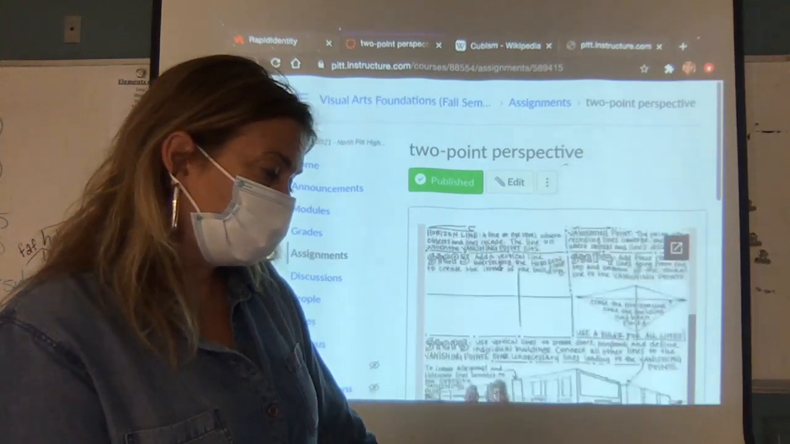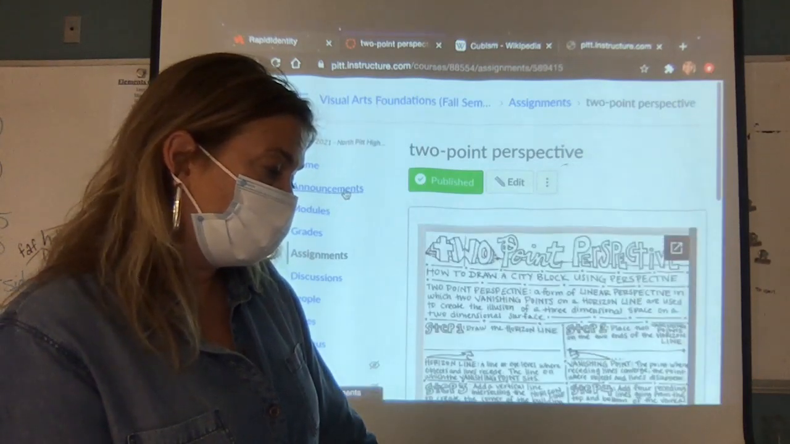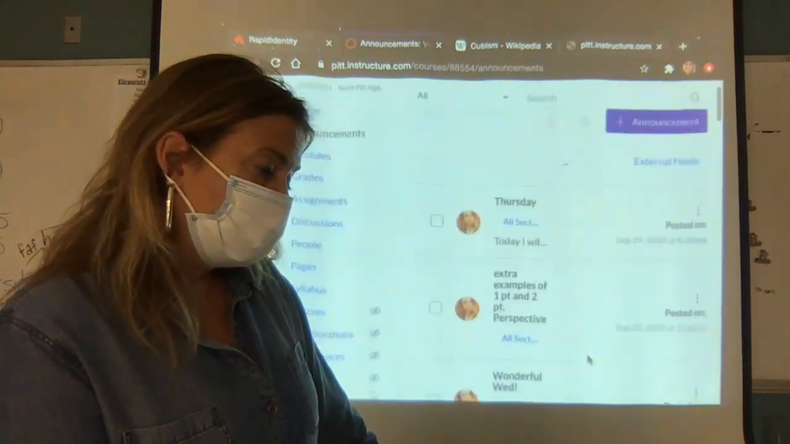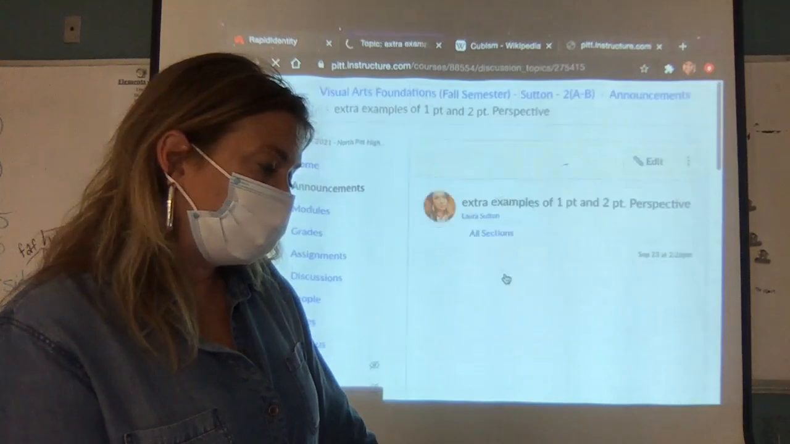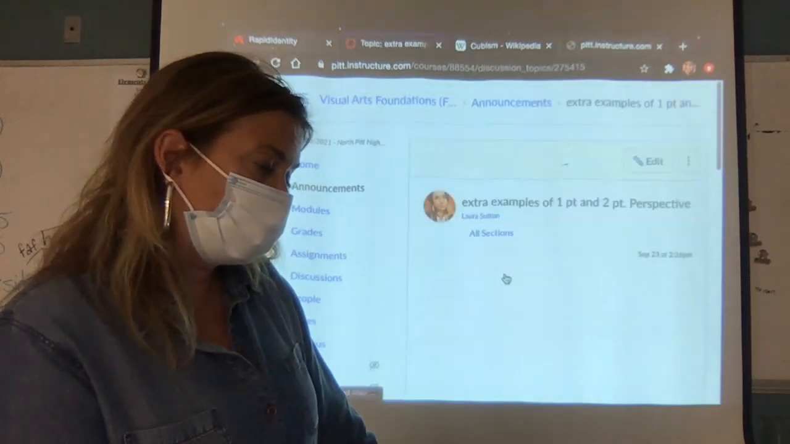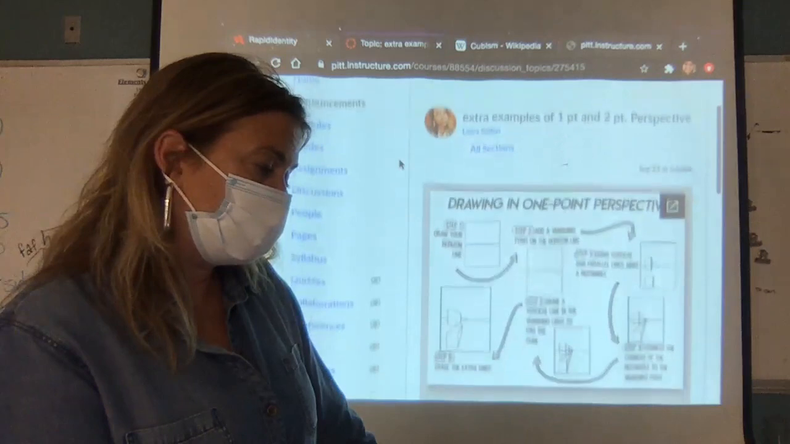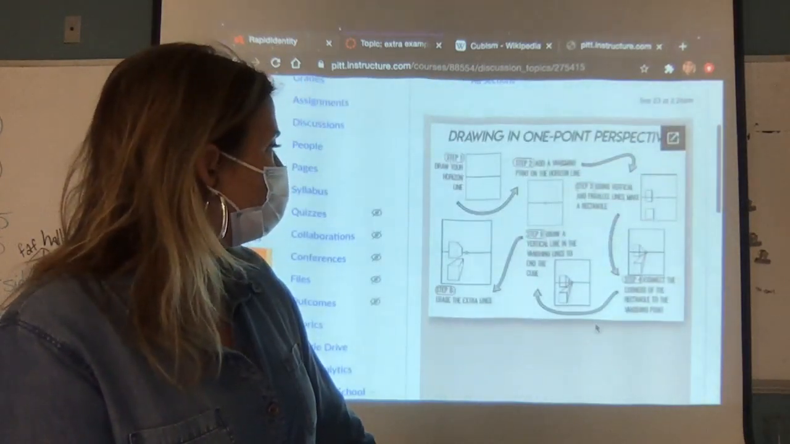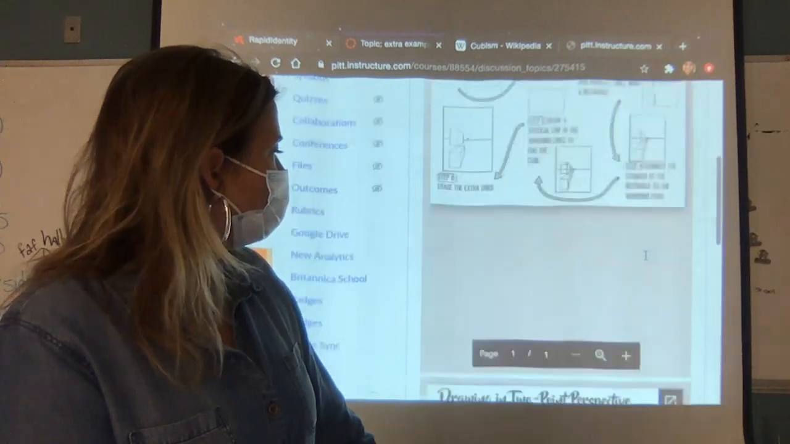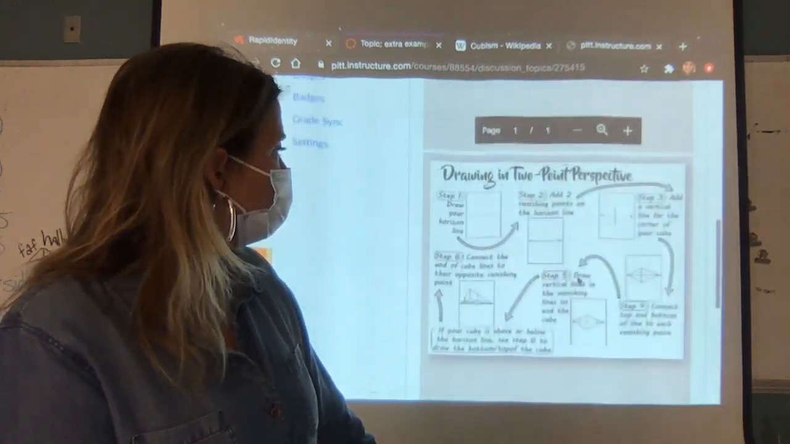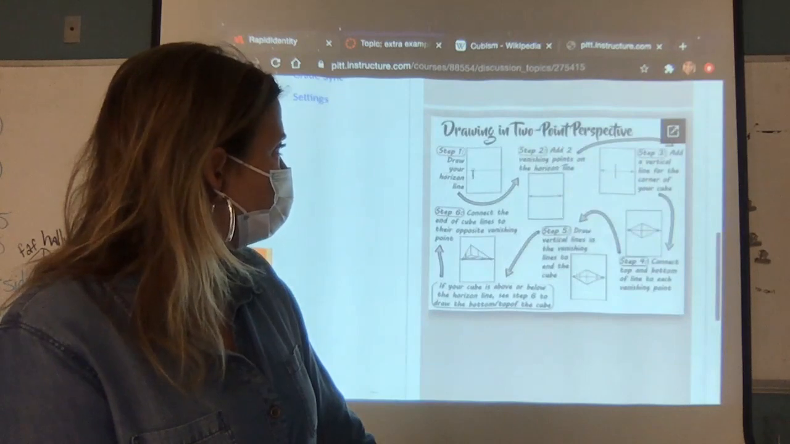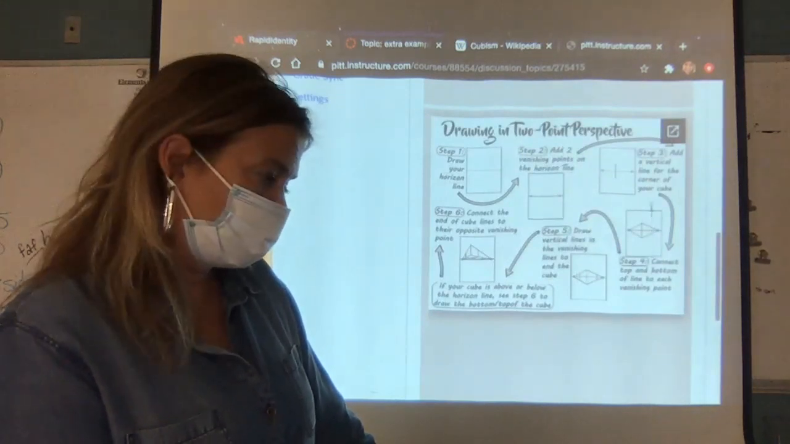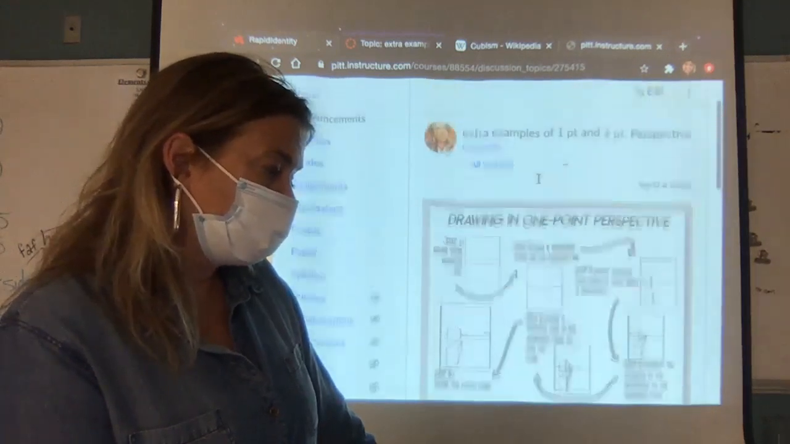I'm getting ready to go over this right now. But I also want you to know I added yesterday in the announcement section almost kind of like a clearer example of 1-point and 2-point. So please refer to this as well. This seems to be a lot clearer visual definition of how to do 1-point. And then oh yeah, there it is. And then also here it is, the 2-point. It's just a lot more streamlined to show you how to do 2-point. So those are there for your reference.